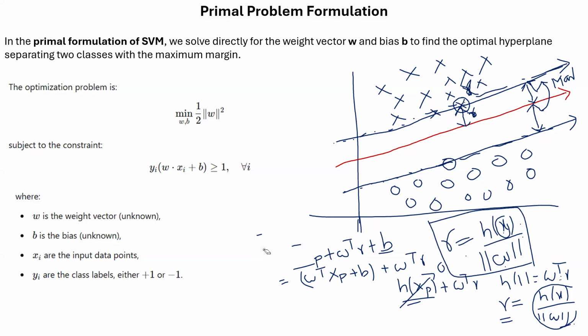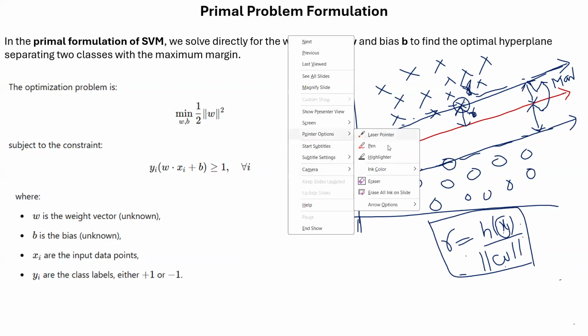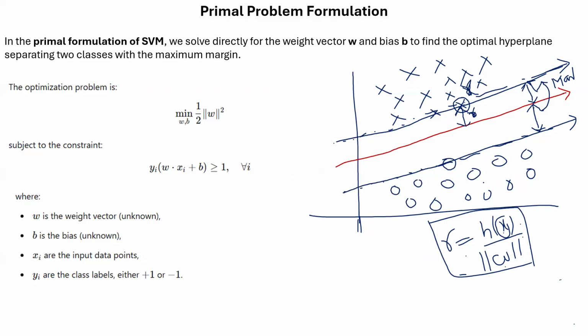Let me erase everything. So okay, this is how we calculated the distance of a point from that particular point. Now we know the distance of a point from that particular point, right? Now coming back to this R, you are trying to maximize this R. The goal for us now is to maximize R.